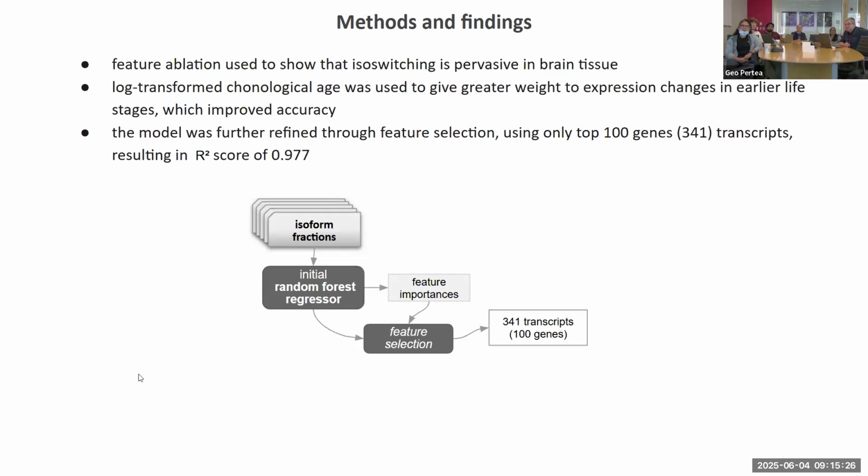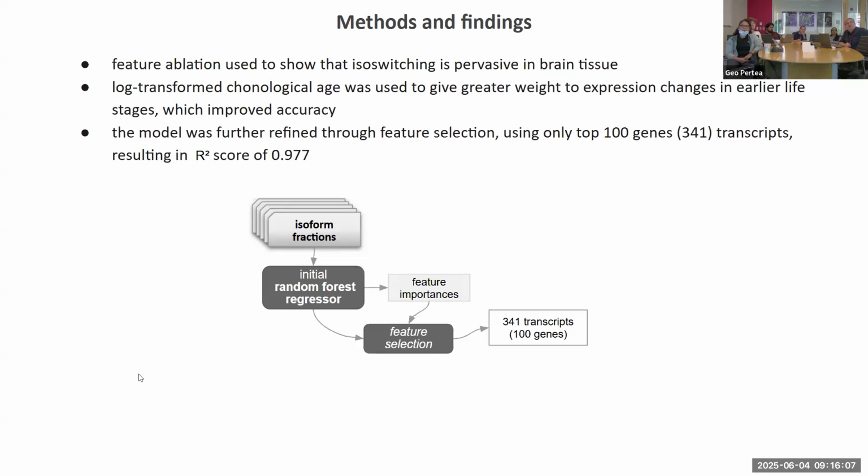And first they tested the robustness of the method, and they use this feature ablation technique where you can remove the most important genes and isoform fractions observed there and retrain the model. And that showed that even after removing up to 5,000 genes, I think, they can still get some relatively good association with age, which actually was a way to show that the model is robust and isoform switching is widespread in brain tissue, and it's not concentrated in just several genes that would drive the model.